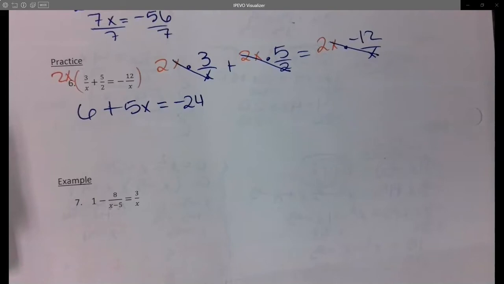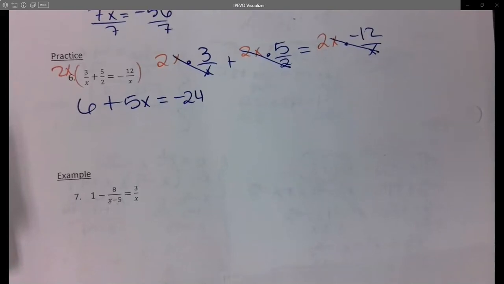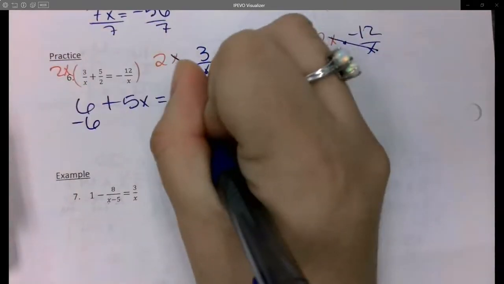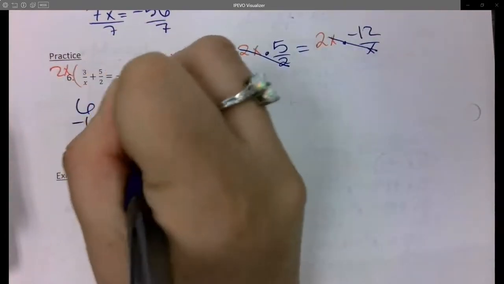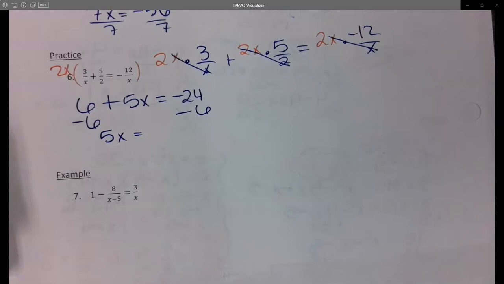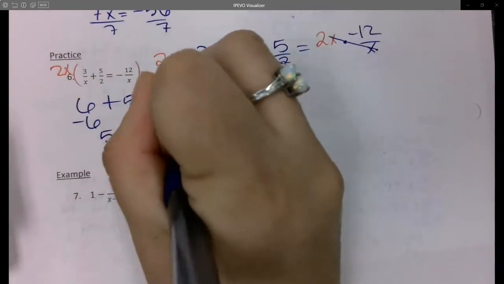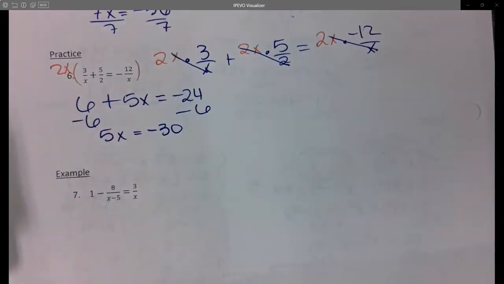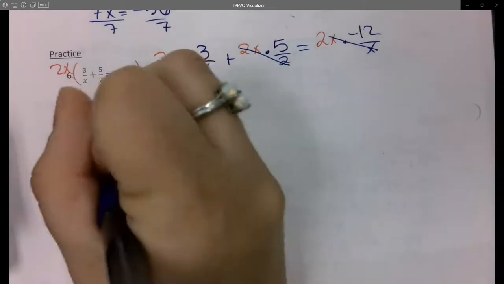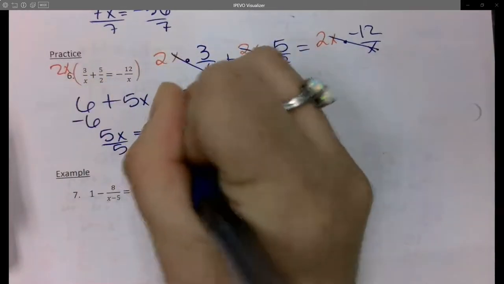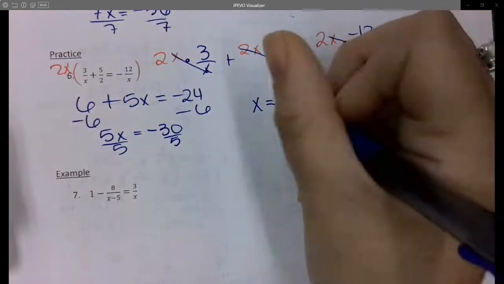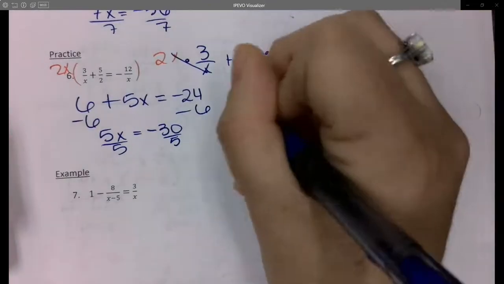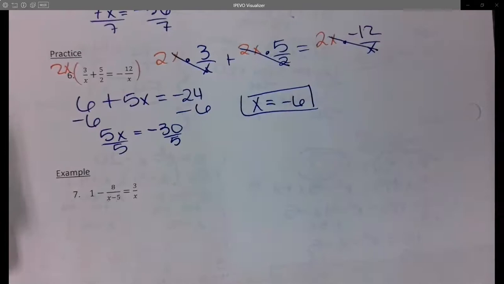Then what do I want to do to solve? Okay. So that gets me 5x equals negative 30. And then what do I want to divide both sides by? X equals negative 6. Questions on number 6?